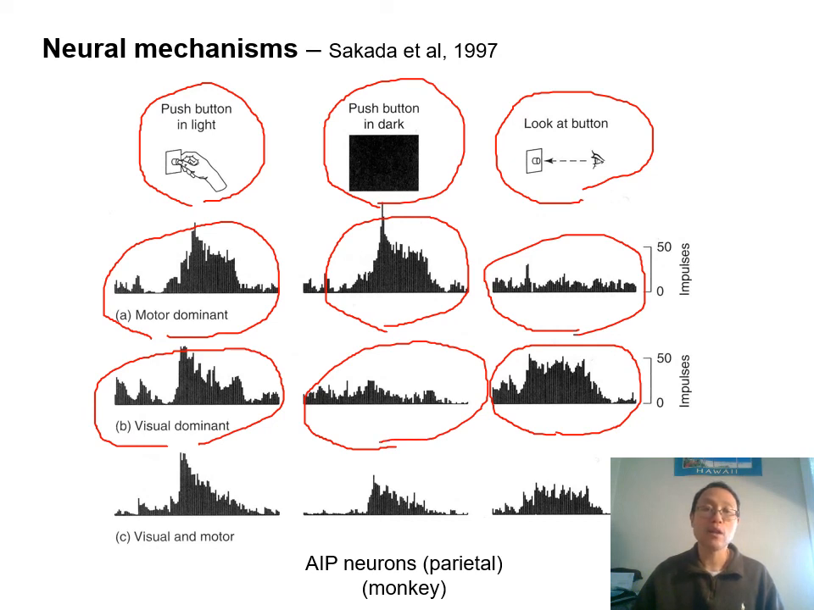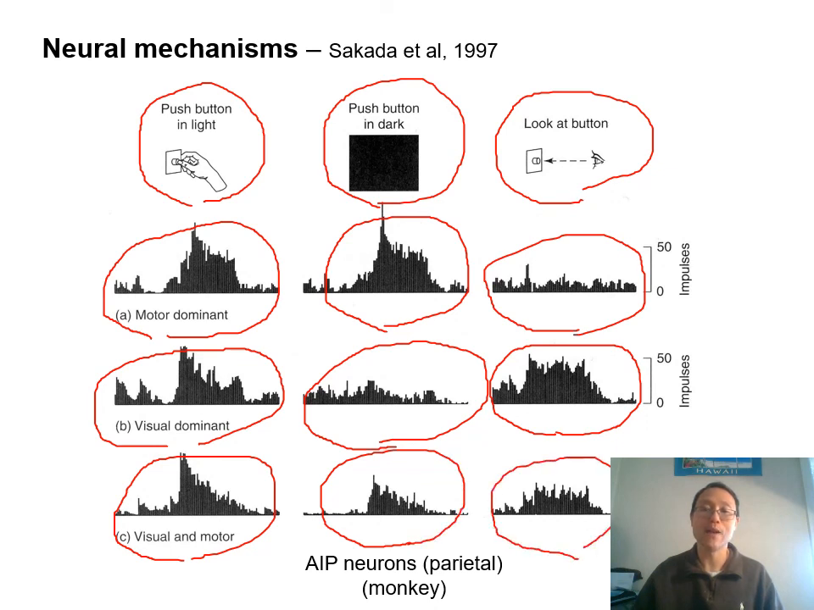Okay, and then the third class of neuron is the visual and motor dependent neurons. You can see that when pushing the button in the light, you see a lot of activity, and when you push the button in the dark, you also see a lot of activity. And when you're looking at the button, there's also a lot of activity. So basically, this tells us that, at least in this area of the AIP, there are visual dominant neurons, motor dominant neurons, and visual and motor neurons that respond to both pushing the button in the light and in the dark, as well as looking at the button.